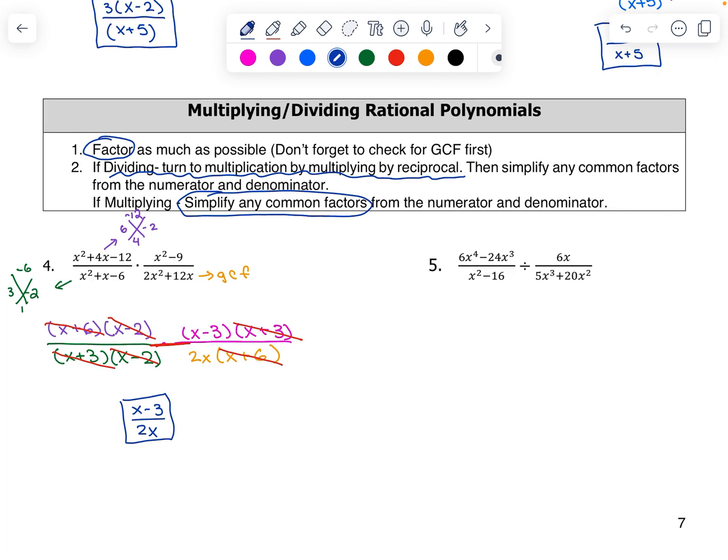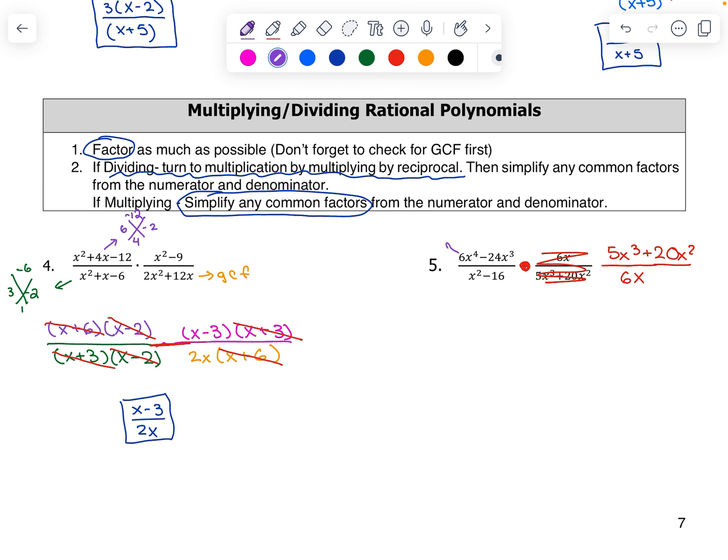Okay, as we take a look at number 5, this is one that you have to be careful of. It's a division. Because it's division, the first thing I would go ahead and do, so that I do not forget to do it, is turn this into multiplication, and I would make the 6x on the bottom and the 5x cubed plus 20x squared on the top. So I would right away flip it because of the division, and now it's multiplication. So really, number 5 is now the same as number 4. Factor all 4 parts and then cancel. If you feel confident, pause me and go ahead and try that yourself.